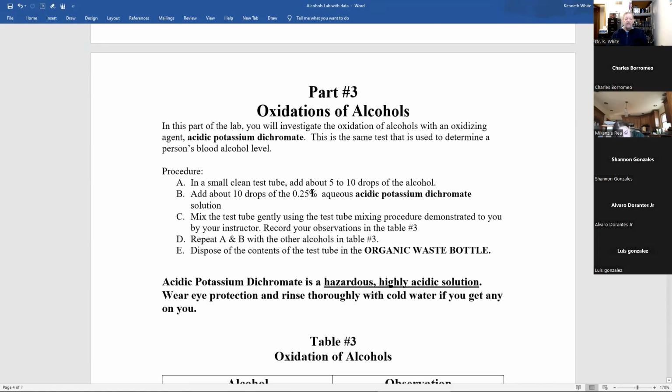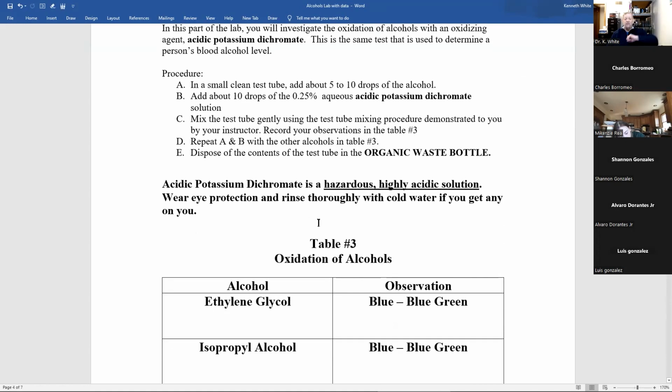And in this lab, you'll be using potassium dichromate. Here you add about 5-10 drops of the alcohol to a test tube, then add about 10 drops of the aqueous acidic potassium dichromate solution. You mix it or use the vibro mixer, let it sit for a minute or two, and then look at it and write down your observation.